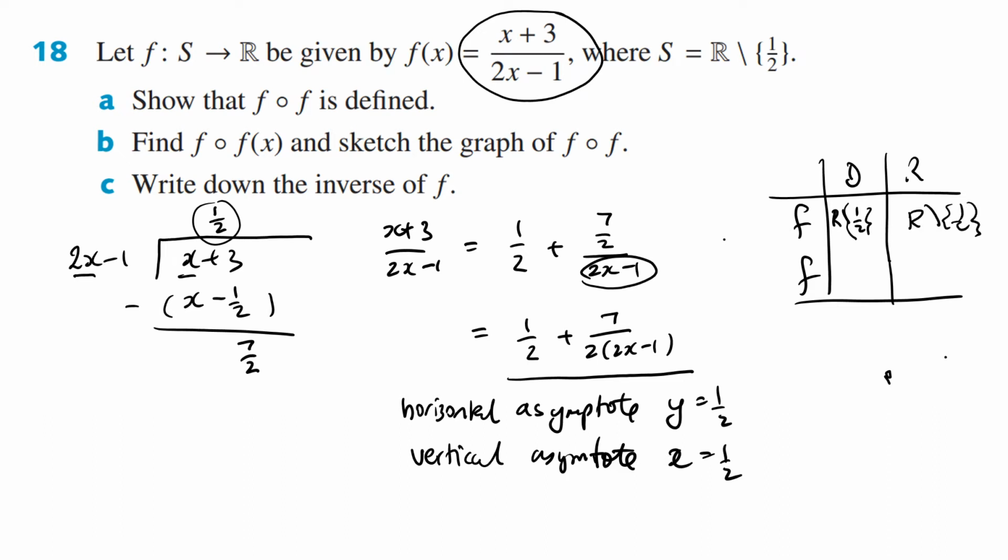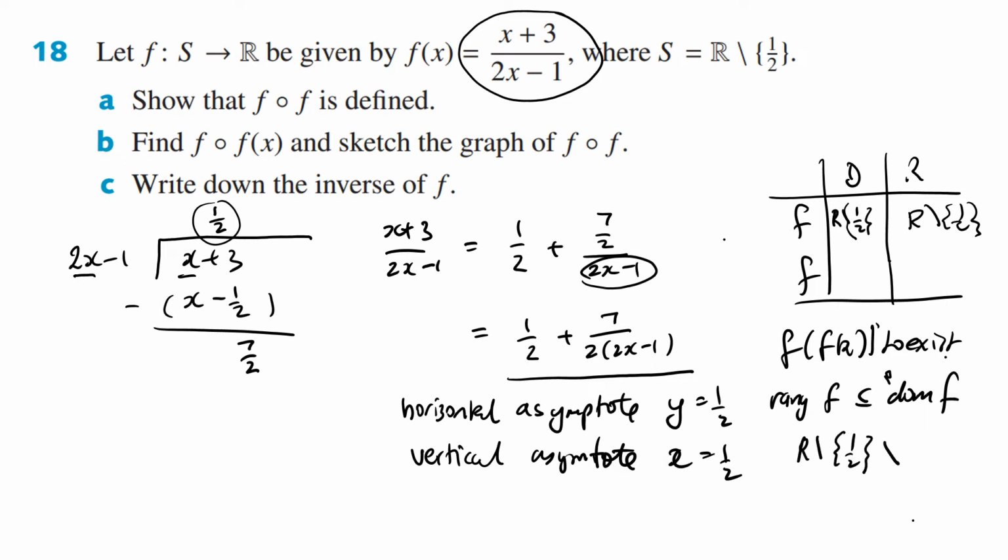Now, if we want f of f(x) to exist, what we want is the range of the inner f to be a subset of the domain of the outer. Well, as it turns out, they're equal to each other because both of them are R except for a half. So that is a subset of R except for a half. Therefore, f(f(x)) exists. And that answers the first part.